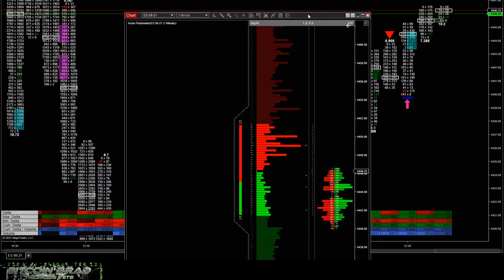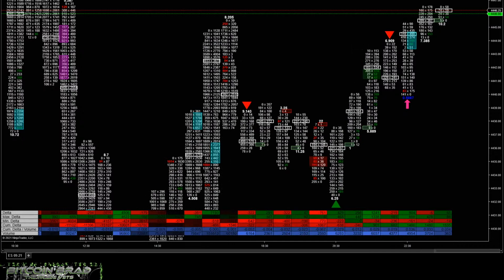And so this is another way to track and watch order flow. Right, but everything is going to come back to the basics, right? And that's going to be our TPO profile.